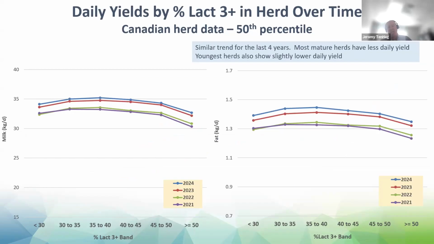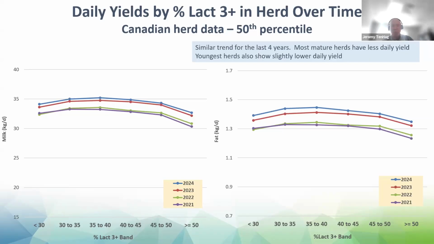So I looked at daily yields, and this is now more of a trend over time again. But I wanted to show you the trend that one year doesn't make the story. It's not a fluke, one year different from others. It's a very similar pattern across the last 4 years. So daily milk yields on the left, daily fat yield on the right. They almost follow identical patterns, which shouldn't surprise us.